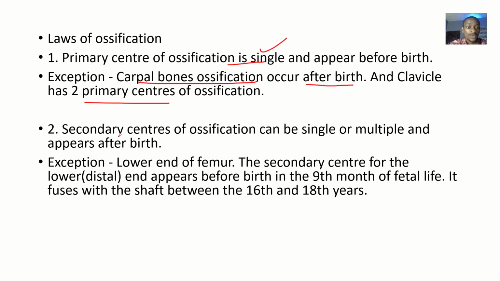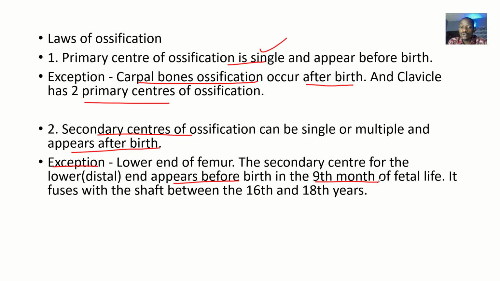Now the next one: secondary center of ossification can be single or multiple and appears after birth. Now the exception is what? The lower end of femur. The secondary center for the lower distal end appears before birth. So we say that all secondary centers appear after birth, but for the femur, it appears in the 9th month of fetal life, that's just before they give birth to you.